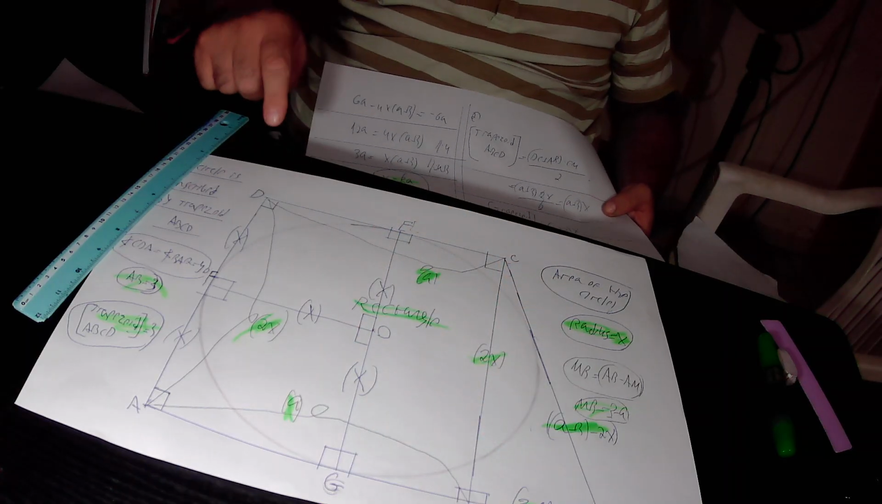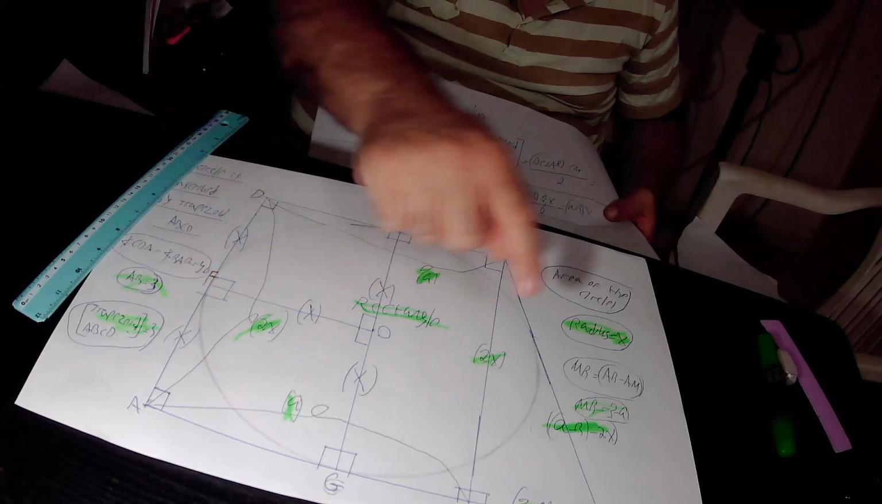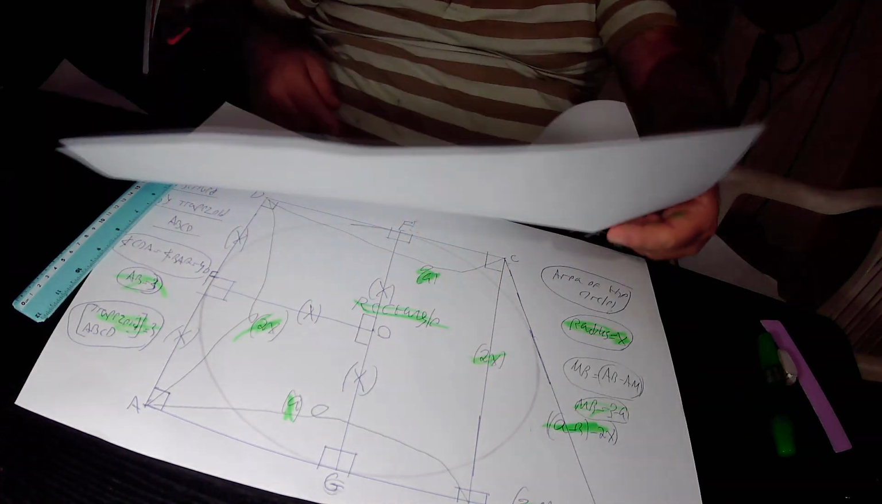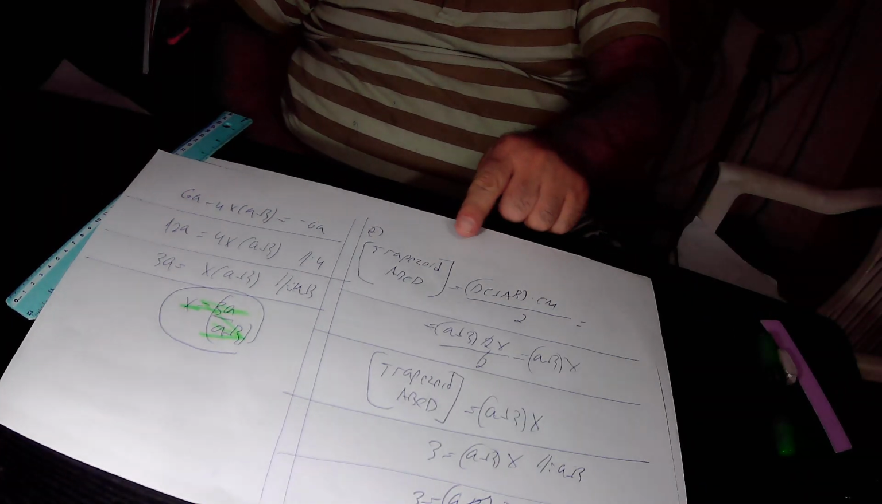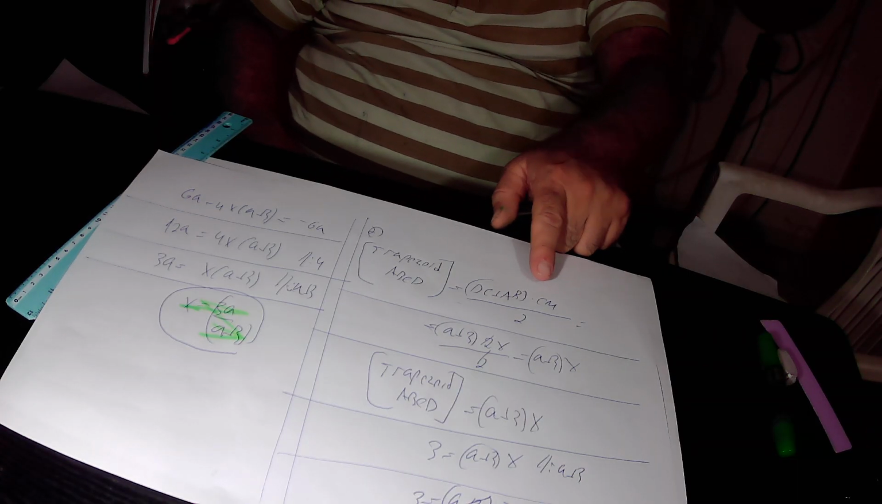Repeat again, the area of trapezoid ABCD equals the sum of its two parallel bases, that is to say DC plus AB times the height CM over 2.